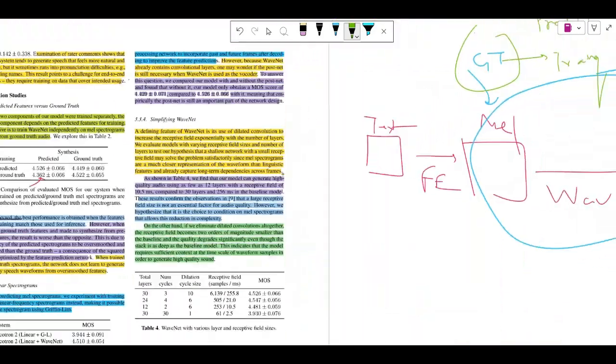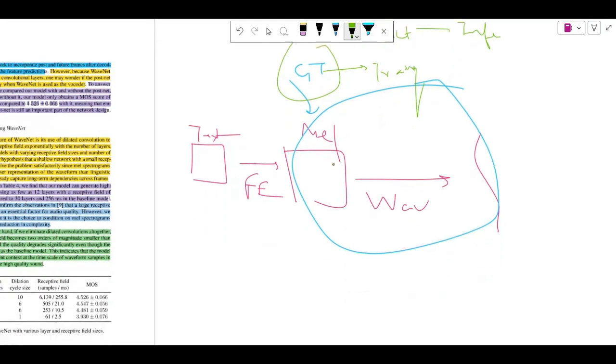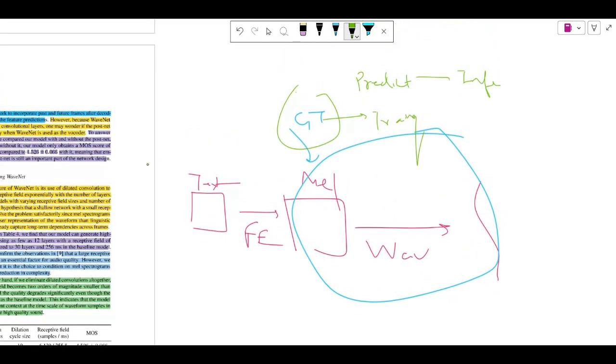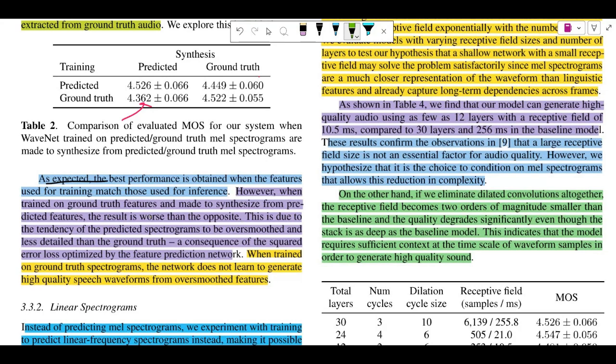because if you train the vocoder WaveNet on the ground truth, and then suddenly switch to your predictions, there would be a distribution shift, and that would mess things up, basically. When trained on ground truth and made to synthesize from predicted, the result is worse. This is because of the tendency of predicted spectrograms to be over-smooth and less detailed, a distribution shift in some sense. Interestingly, the reverse doesn't hold true that much. If you train on the predicted and use the ground truth, that is not that bad. Maybe because the ground truth is overall fine in some sense.